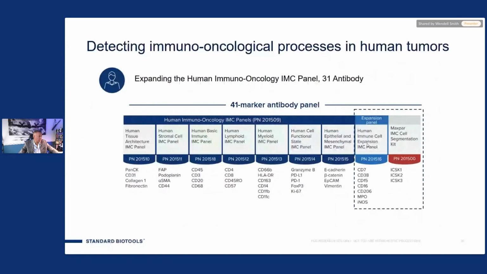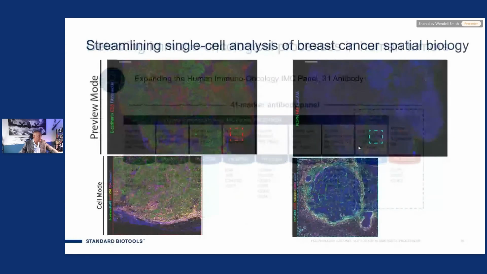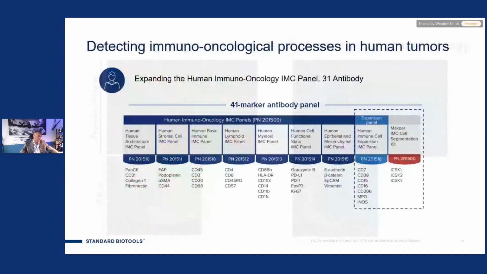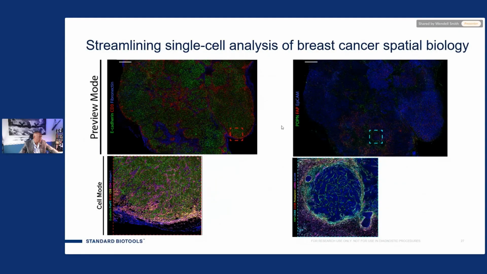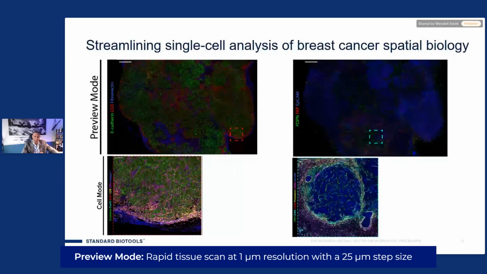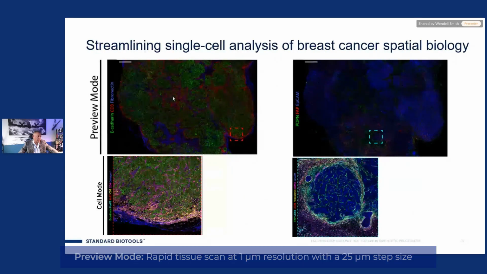So let's say we're going to build this panel with 31 and we want to expand to 41 parameters. We can simply employ, in this case, our human immune cell expansion panel, as well as our segmentation kit, and then we're at 41. Now, in this particular case, let's use an example. Here, we took this same exact panel and we stained breast cancer. Now, we used preview mode. What preview mode does is it subsamples every 25th pixel to allow us to see where our expression is coming from. And this is one area of breast cancer that we're looking at here.